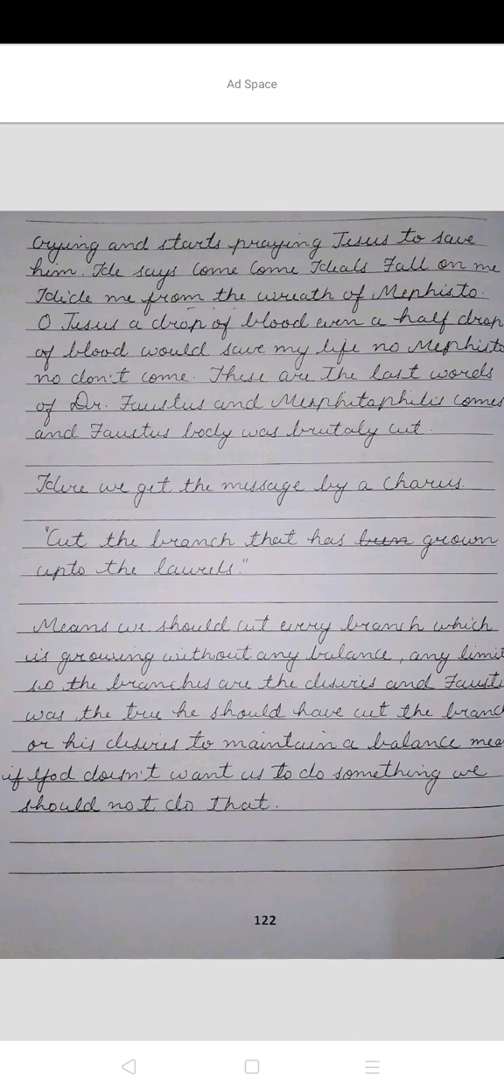Here we get the message by Marlowe: cut the branch that might have grown into the laurels. It means we should cut every branch which is growing without any balance, any limit.